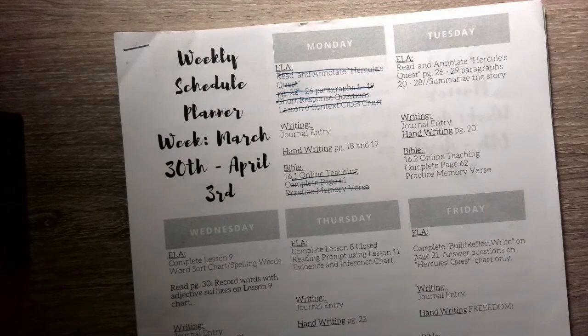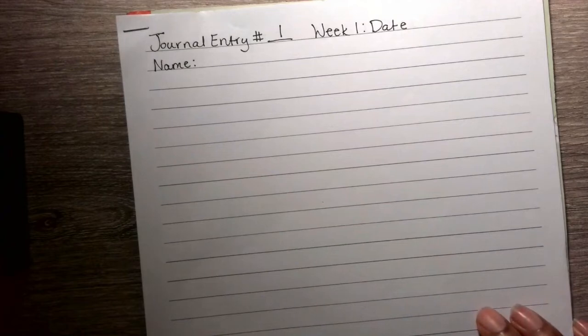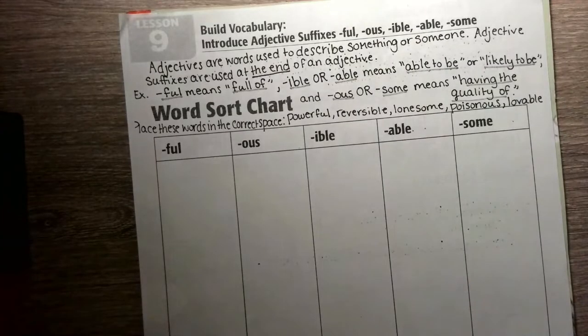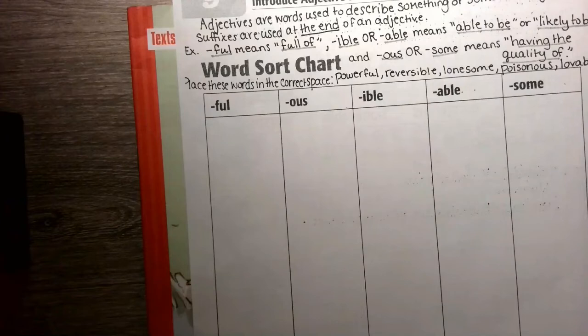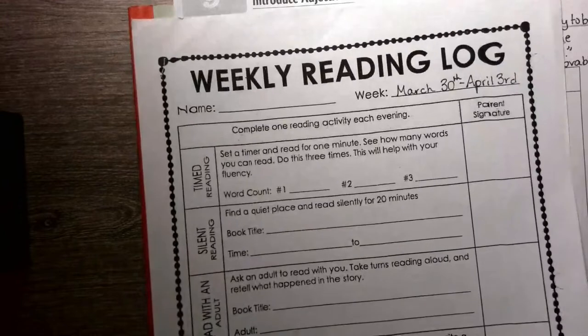Before we begin, the first thing that we need out is, of course, our weekly planner. We will also need our journal entry for today, if you are choosing to do your journal entry today. The next thing we will need out is our lesson 9. And the last thing is our booklet. And whatever you do, don't forget about your weekly reading log.